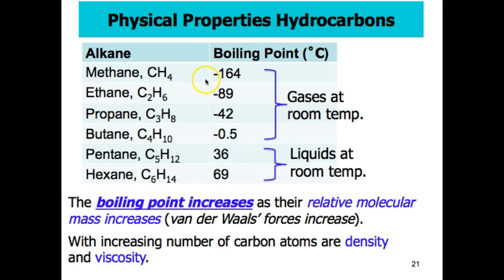If we look at methane, starting at negative 164 all the way up to hexane at 69, we see that the boiling point goes up. Methane, ethane, propane, butane are gases at room temperature. As we increase the strength of the intermolecular forces, we see that we become a liquid. So remember, solids have the strongest intermolecular forces. So the boiling point increases as the molecular mass increases. Those are due to the London dispersion type of forces. Additionally, as you add more carbon atoms, their density and viscosity will also increase. This last piece of information is new information. Increasing carbons increases the density and viscosity of the compound.